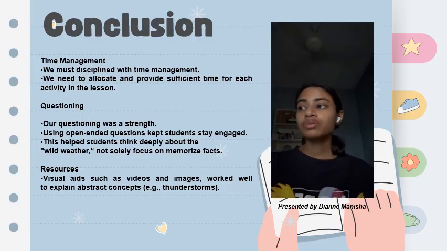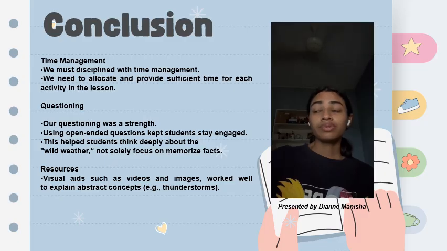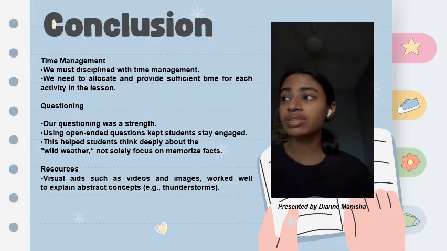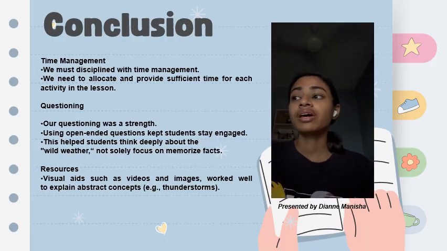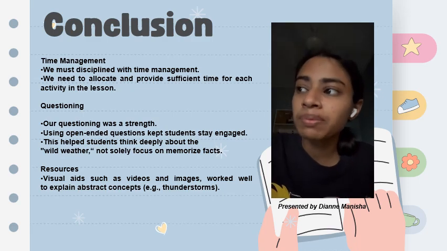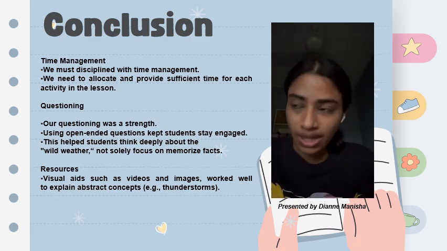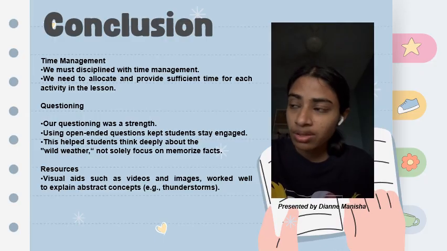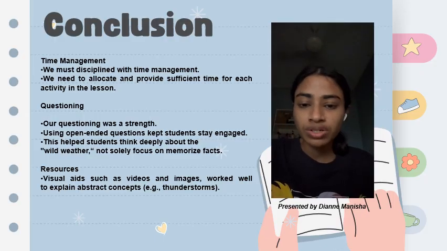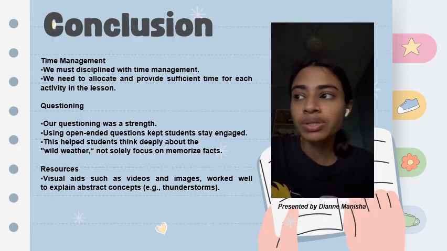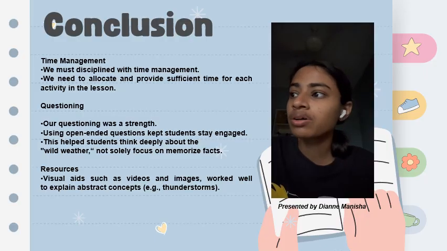As for the conclusion, in terms of our time management, we must be a bit stricter with time. We need to give enough time for every activity, and this will help us finish all our lesson goals on time. In terms of questioning, our questioning was also a strength, using open-ended questions to keep the students engaged. This also helps students think deeply about what wild weather is, not just memorize facts.